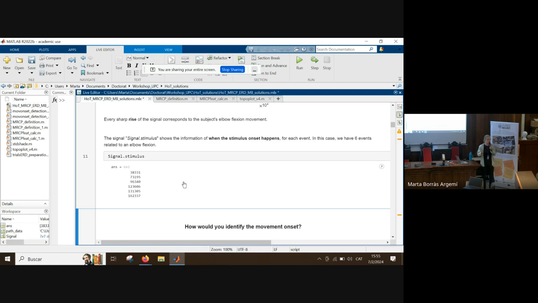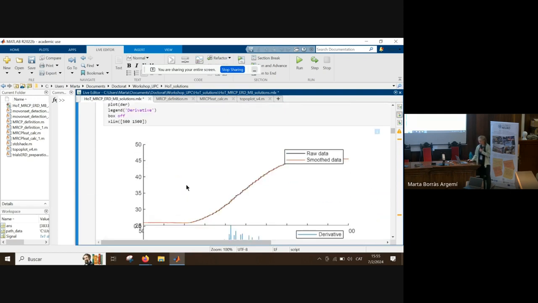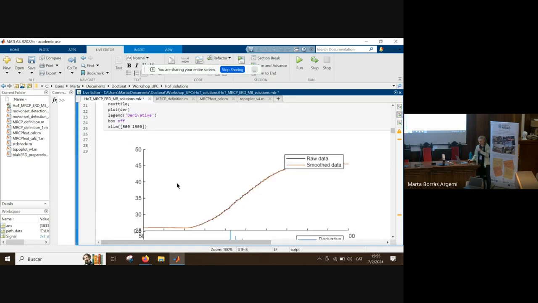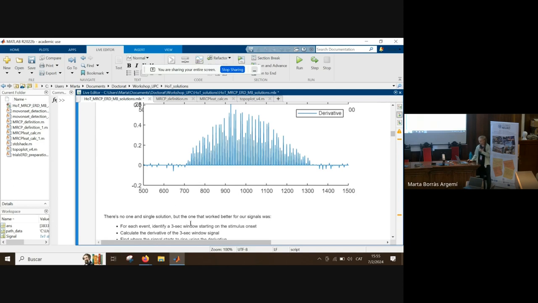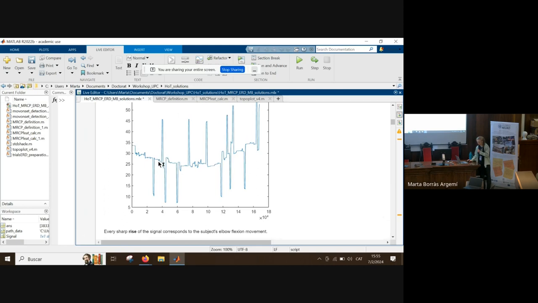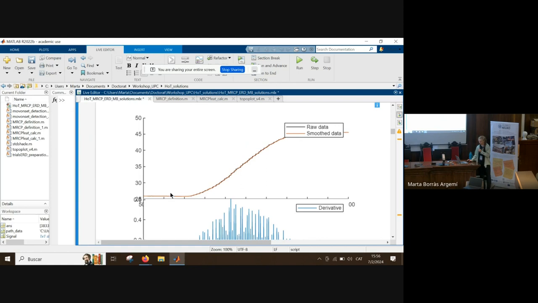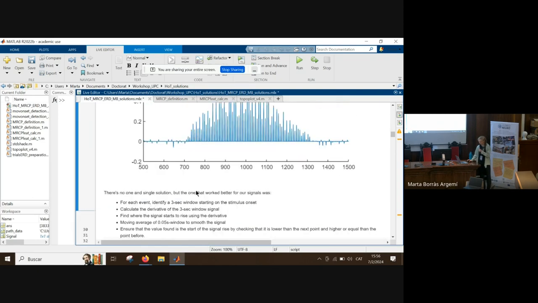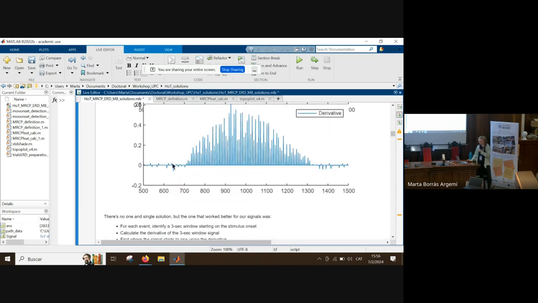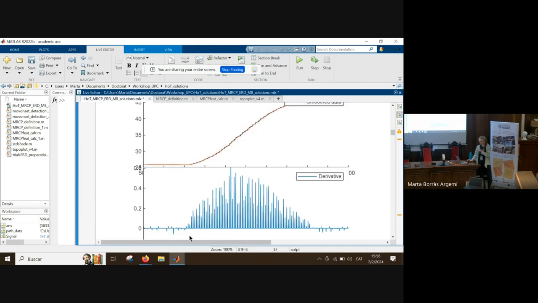So we want only to detect one point of interest, no? So what we did was, first of all, for each event, I mean these events, we identify a 3-second window, and this window is represented here. This is when the event happened, and here represents the start of the movement. So what we did was to calculate the derivative of this signal, which is this one, and we find where the signal starts to rise. So we find this point, okay.